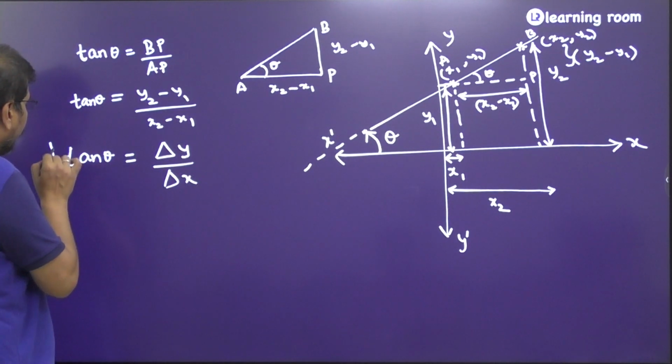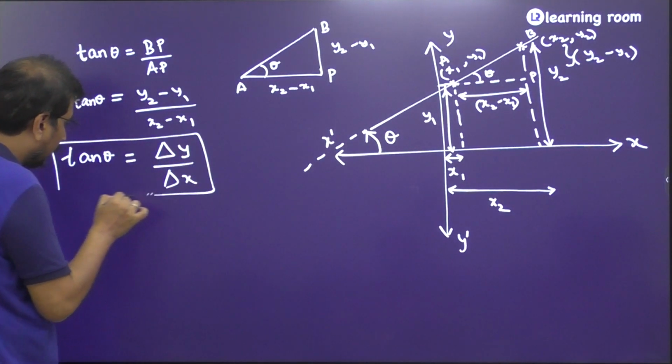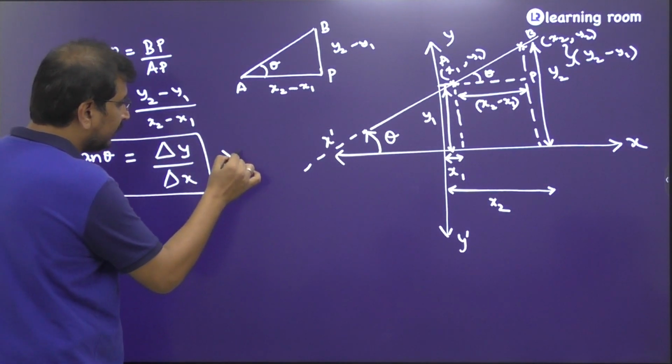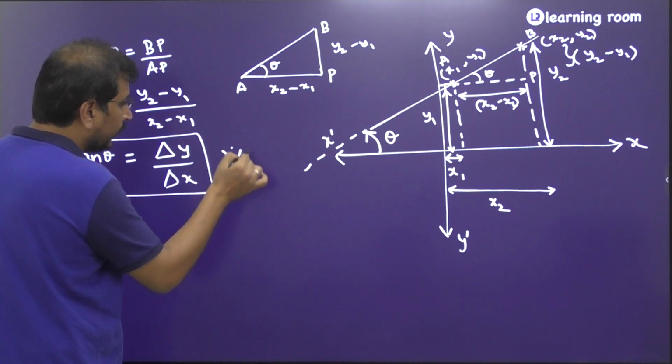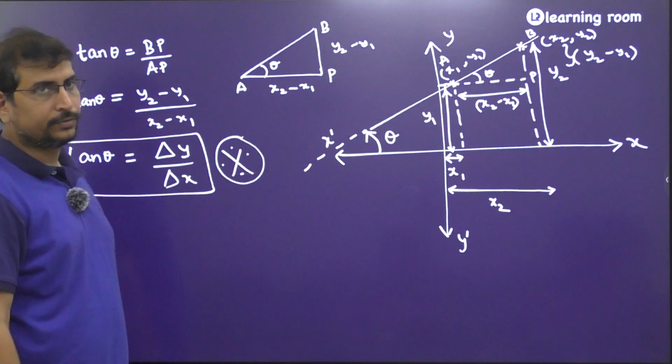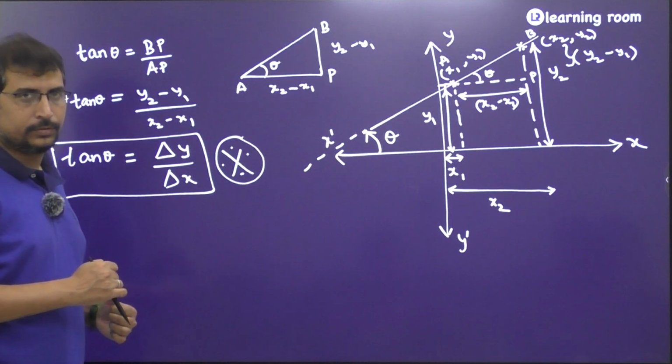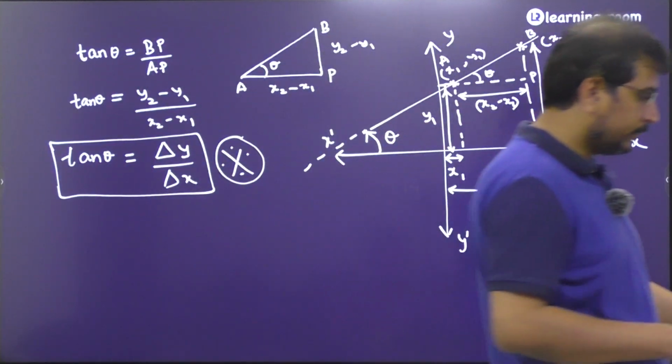Right? So tan theta will be equal to delta y by delta x, and this is going to be the slope of the line joining 2 points. Right? Make a note of this. I'll tell you where you will apply this.